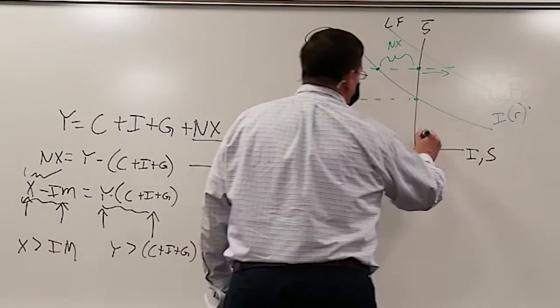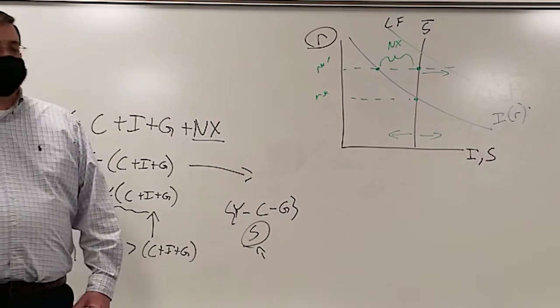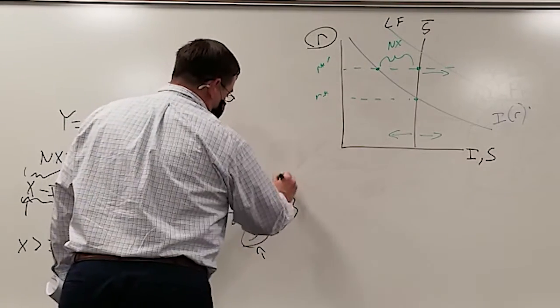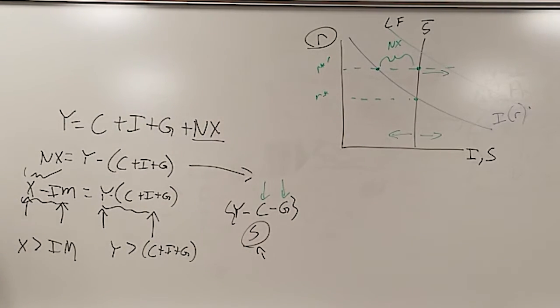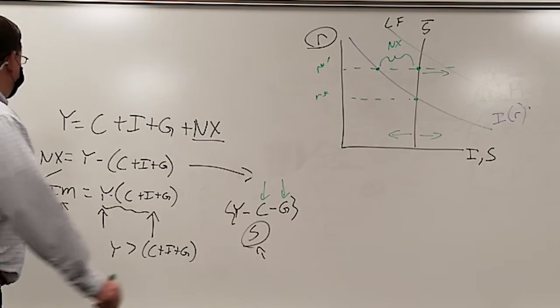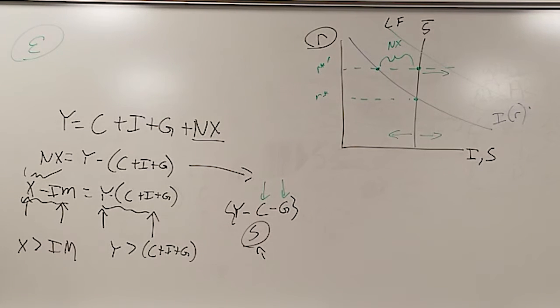Similarly, we could think through policies that would cause the supply curve to shift. What might those be? Changes in consumption or government spending. And so on and so forth. The second half of the chapter deals with exchange rates. And this has to do with the buying and selling of foreign currencies for the purposes of engaging in exchanges.